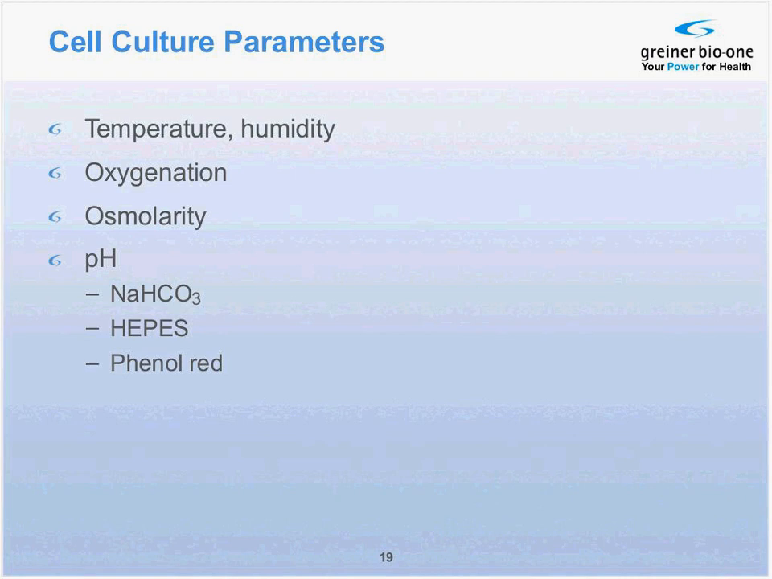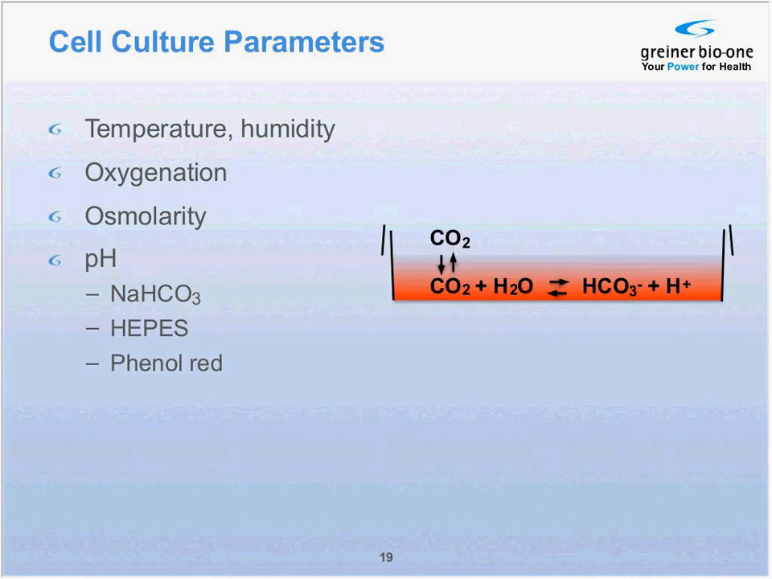Besides the temperature optimum, there's also a pH optimum for cellular processes, and this is adjusted with buffers in the medium. Addition of sodium hydrogen carbonate to the medium allows for an open buffer system that relies on CO2 in the incubator. CO2, carbon dioxide, reacts in the medium with water to hydrogen carbonate and a proton.